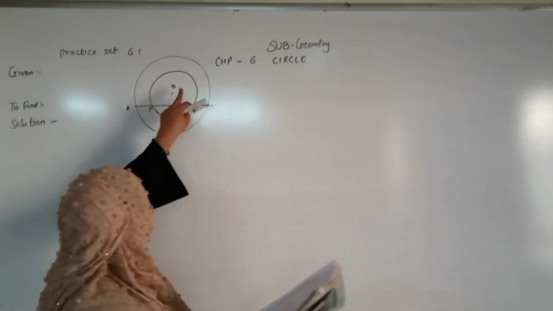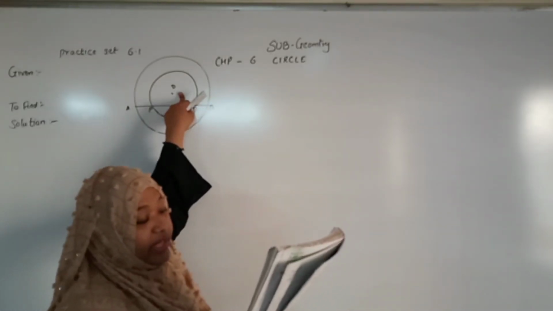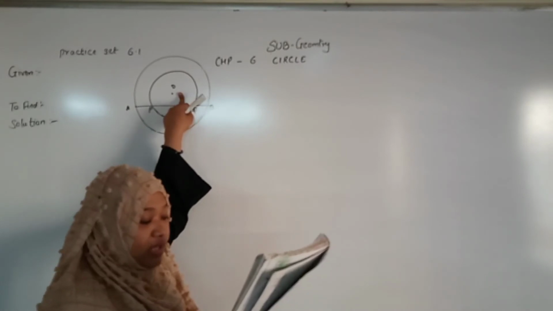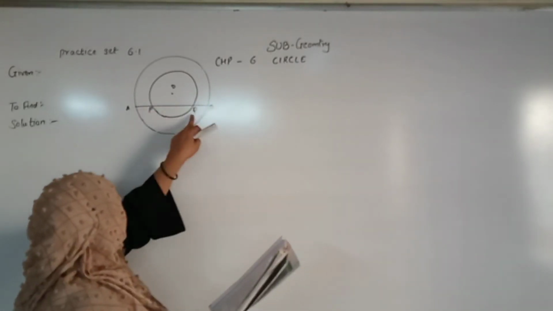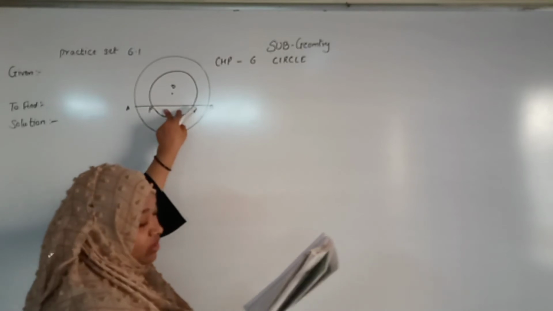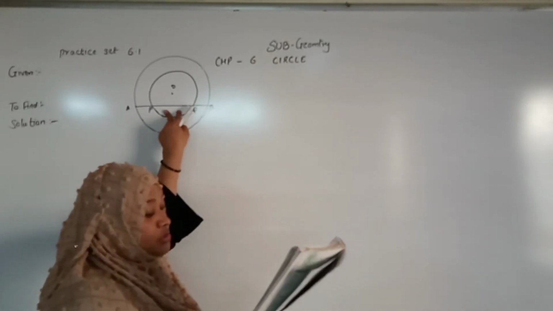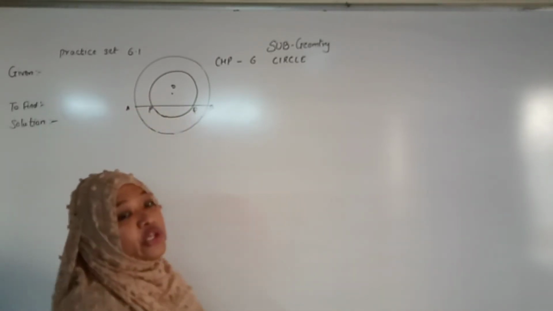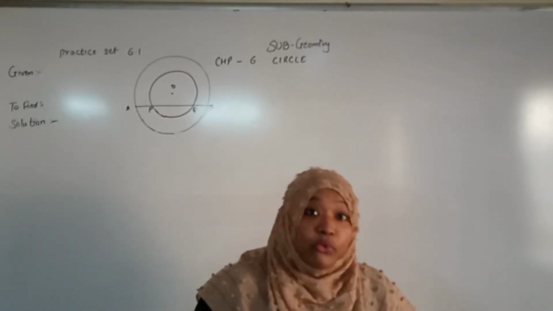ये दो सर्कल का सेंटर क्या है? O है. And chord AB of the bigger circle intersects the smaller circle. ये जो AB है chord, इस इंटरसेक्ट करता है स्मॉलर सर्कल को P और Q की जगह पर. ठीक है? So show that AP is equal to BQ. आपको शो करना है, आपको प्रूफ करना है.